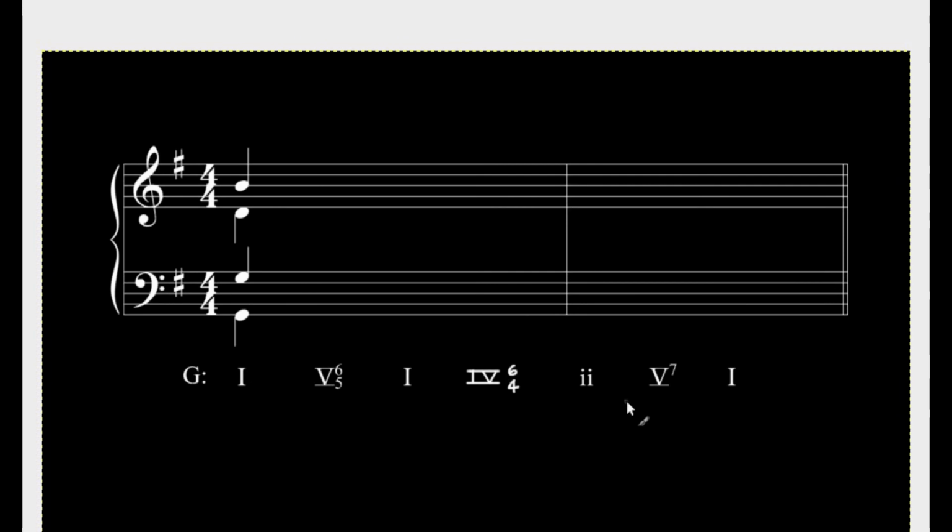But in this particular example, the second of the two examples you'll be given in the first half of the test, they give you the Roman numerals and the figured bass, but not any notes on the staff except for the first chord. So, as you can see, they've given you the key here, G major.